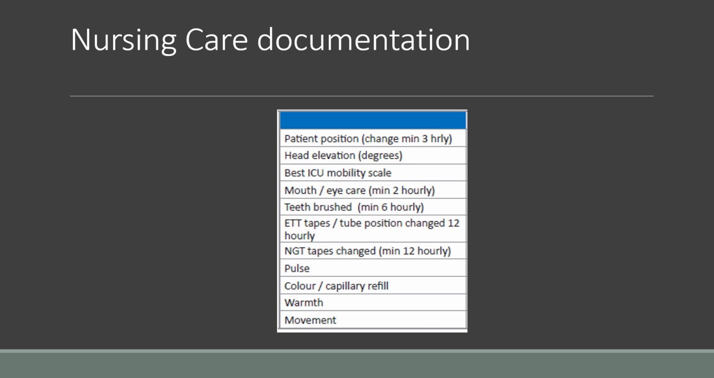We change comfort tapes every shift. If they have an anchor fast on, that's changed every 5 days. We always change the tapes around the NG tube 12 hourly because sometimes the tube abuts the nasal cavity, causing pressure injury, and we need to know about it and re-anchor it away. And this is also where we record our neurovascular obs, so pulse, colour, warmth and movement.